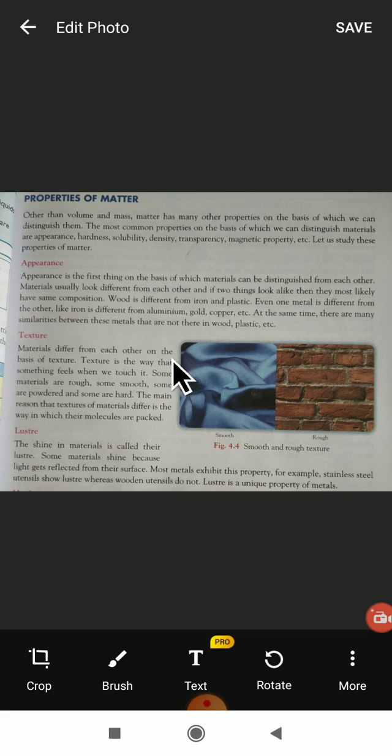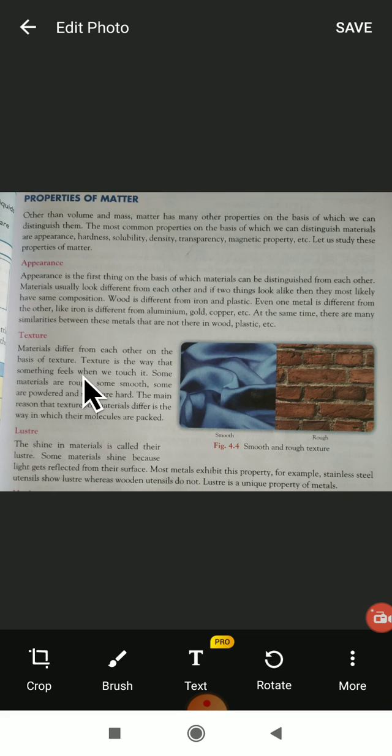Further, we will move on to texture. See, what is the meaning of texture? As you have heard the word texture, we will see what texture is. Materials differ from each other on the basis of texture. Of course the materials differ from one another. All the materials will not be the same. Everybody knows that all the materials will not appear the same. They differ from one another because of texture.